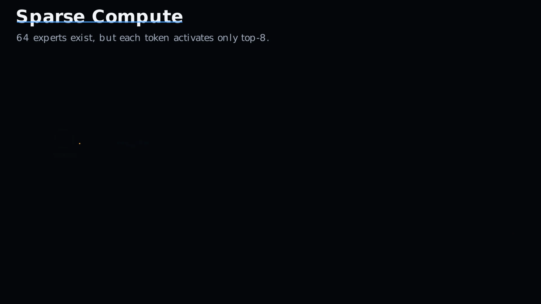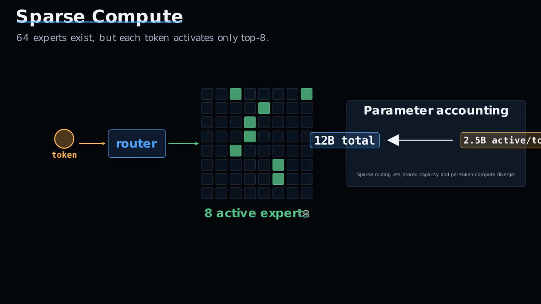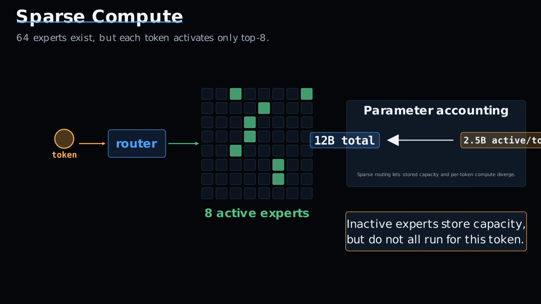Mellum 2 chooses a small MoE design. Every token sees a router. The router chooses 8 experts out of 64, and only those expert blocks run. The inactive experts still store knowledge, but they do not all charge the token.